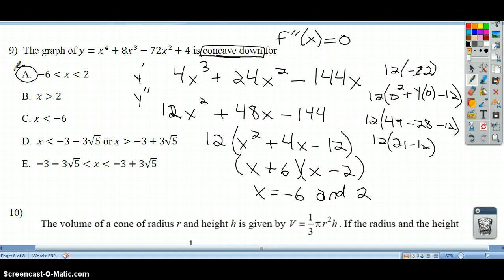And I'm not going to get to the last one. I'll put that on a separate video because I'm running out of time. So there we have numbers 6 through 9.